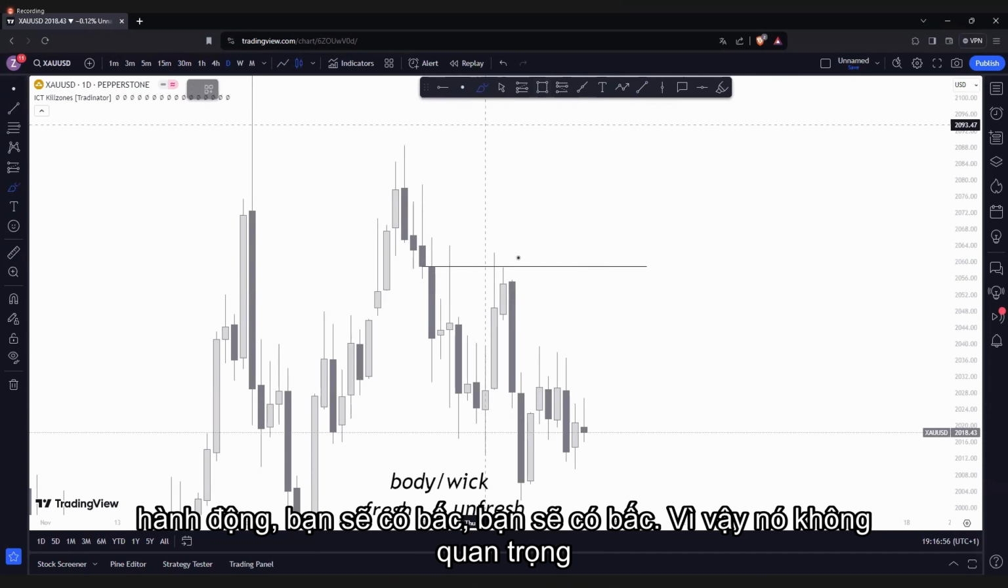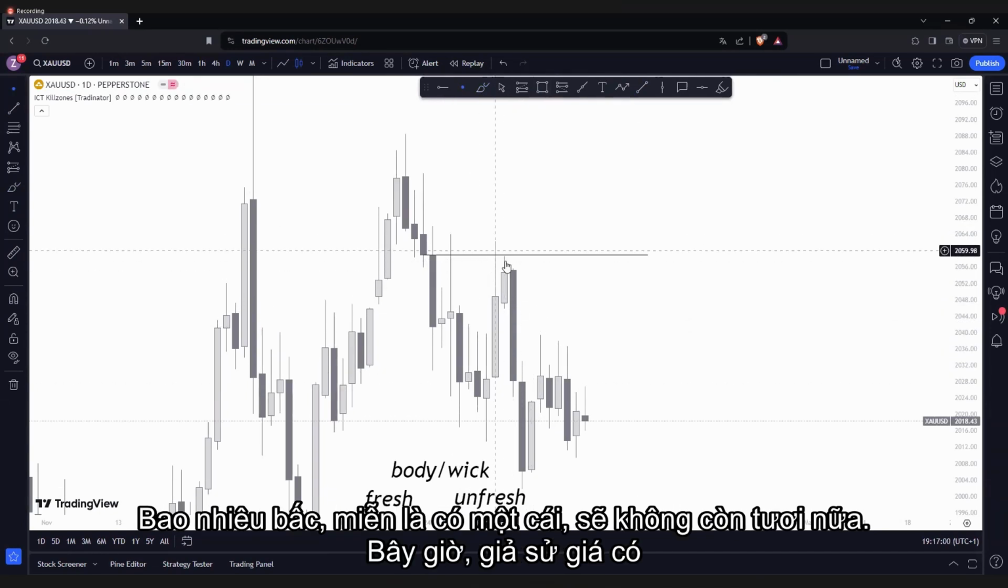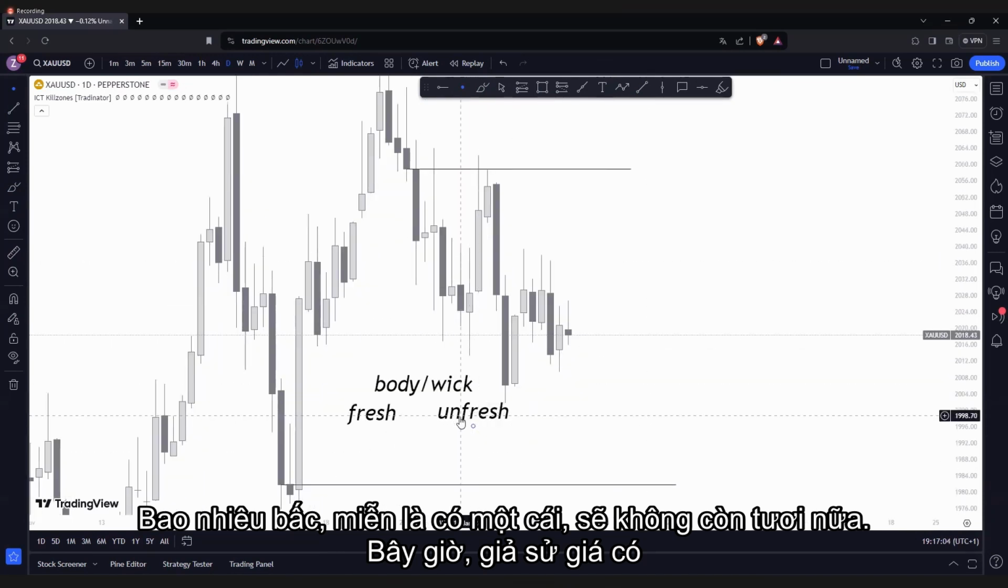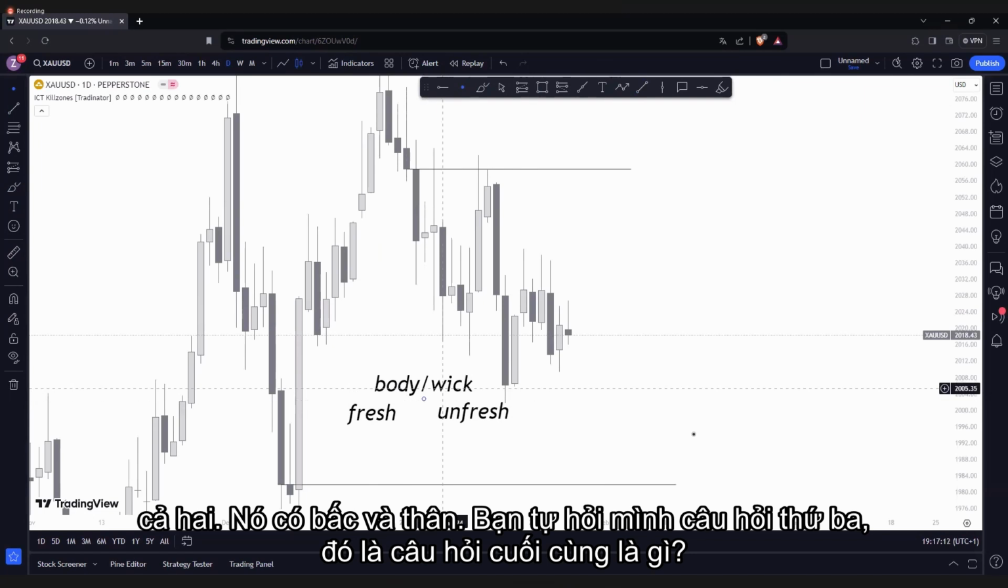What type of price action? You're going to have wicks. It doesn't matter how many wicks. As long as you have one, it makes it unfresh. Now, let's say price has both. It has a wick and a body.